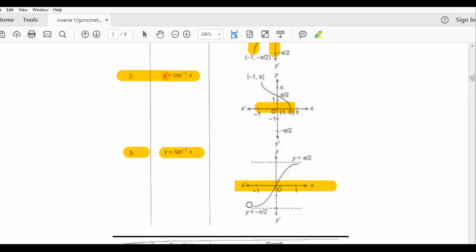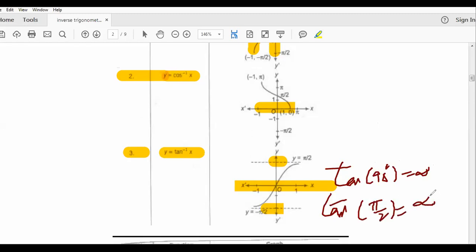Similarly, the range is minus pi by 2 to pi by 2. So this is minus pi by 2 along the negative y-axis, and pi by 2 on the positive y-axis. Now we know that tangent at pi by 2 is infinity. What is the value of tangent 90 degrees? So tangent 90 degrees is equal to infinity. Or we can say tangent pi by 2 is equal to infinity.